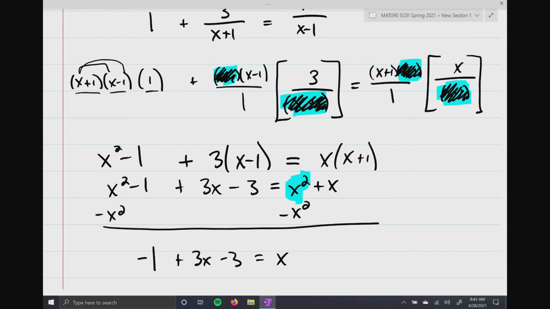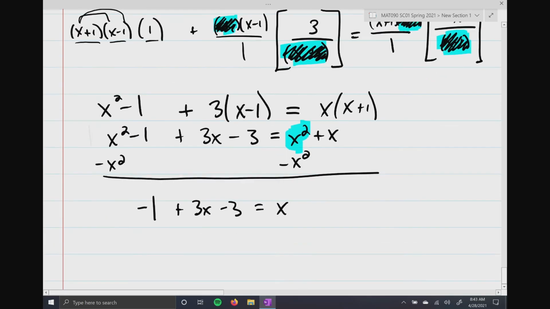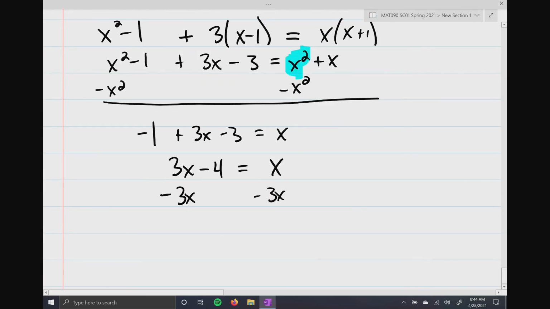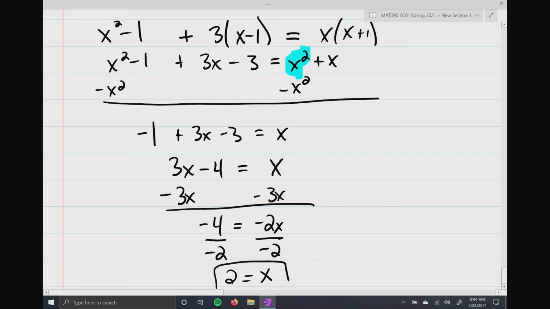So now I just go back to solving a linear equation, which is really simple. I look on the left-hand side. Can I group any like terms? Absolutely. Negative 1 minus 3 is negative 4. So I get 3x minus 4 equals x. I will subtract 3x from both sides. Negative 4 equals x minus 3x, or negative 2x. And then I divide both sides by negative 2 to give me x equals positive 2.